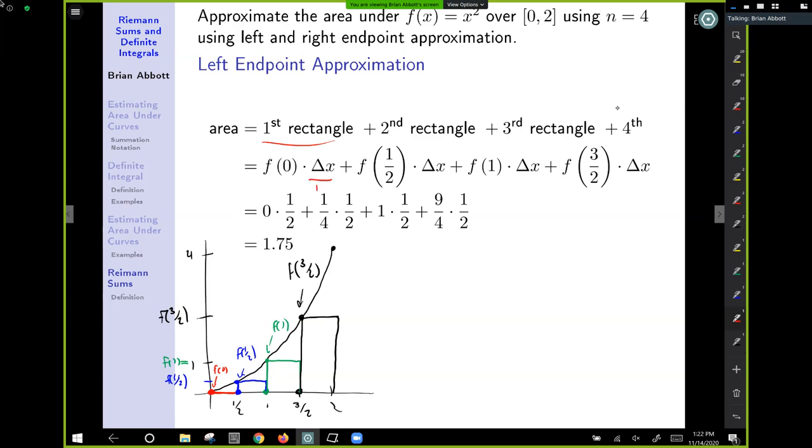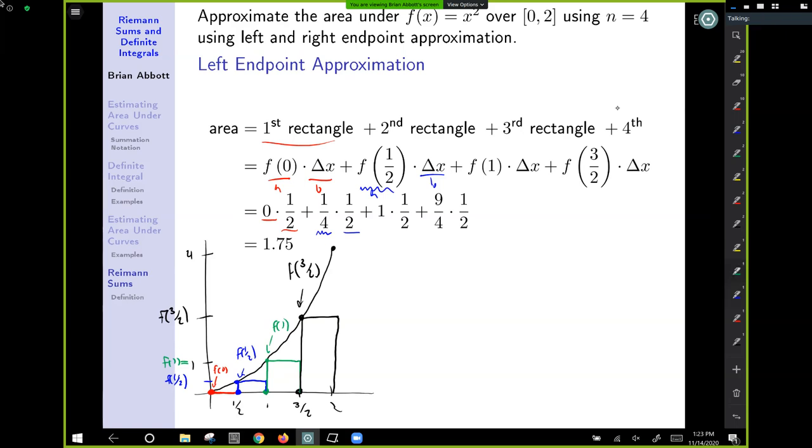Okay, so let's use some colors to represent that. What is this? This is the base of the rectangle times the height. Our base is 1/2. Our height is 0 for the first rectangle. For the blue rectangle, our base is 1/2 times our height is 1/4. F of 1/2 is 1/2 squared, which is 1/4.